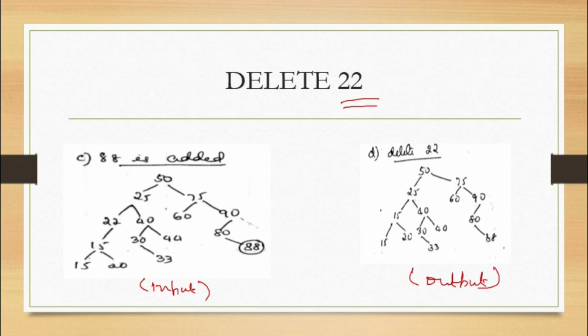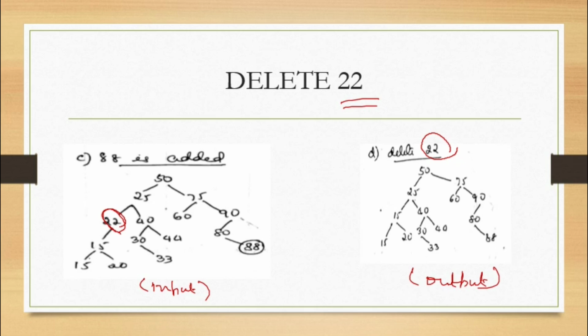Here what I am doing is deleting 22. We have to first locate where 22 is. So to locate 22, students, of course you have to go to the previous one. If you see here, this is the 22 in the input. Remember students, 22 is having only one child.